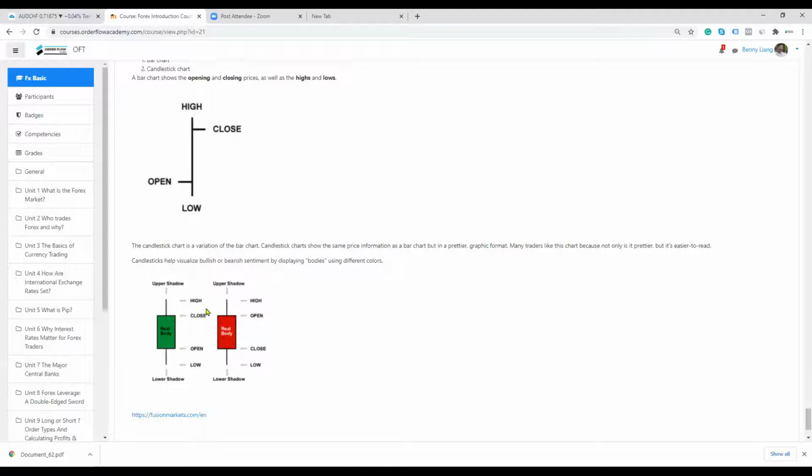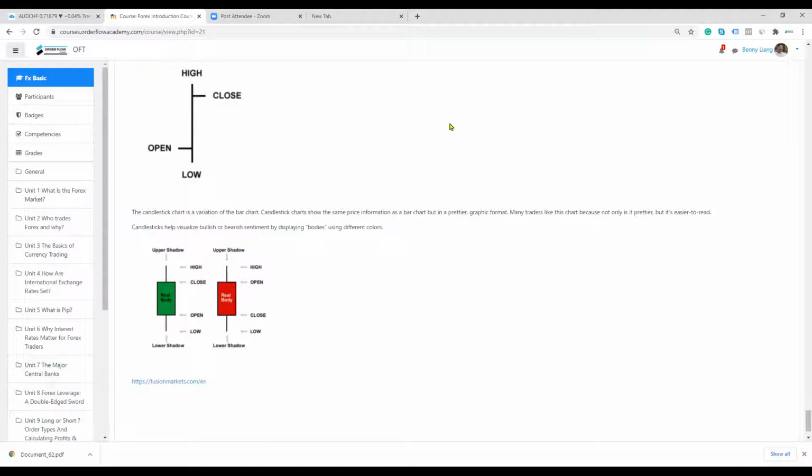Okay. So that is a bar chart. Now we come to the candlestick chart. Candlestick chart and bar chart are the same. All we need to do is remember the open price is always on the left, and the closing price is always on the right.